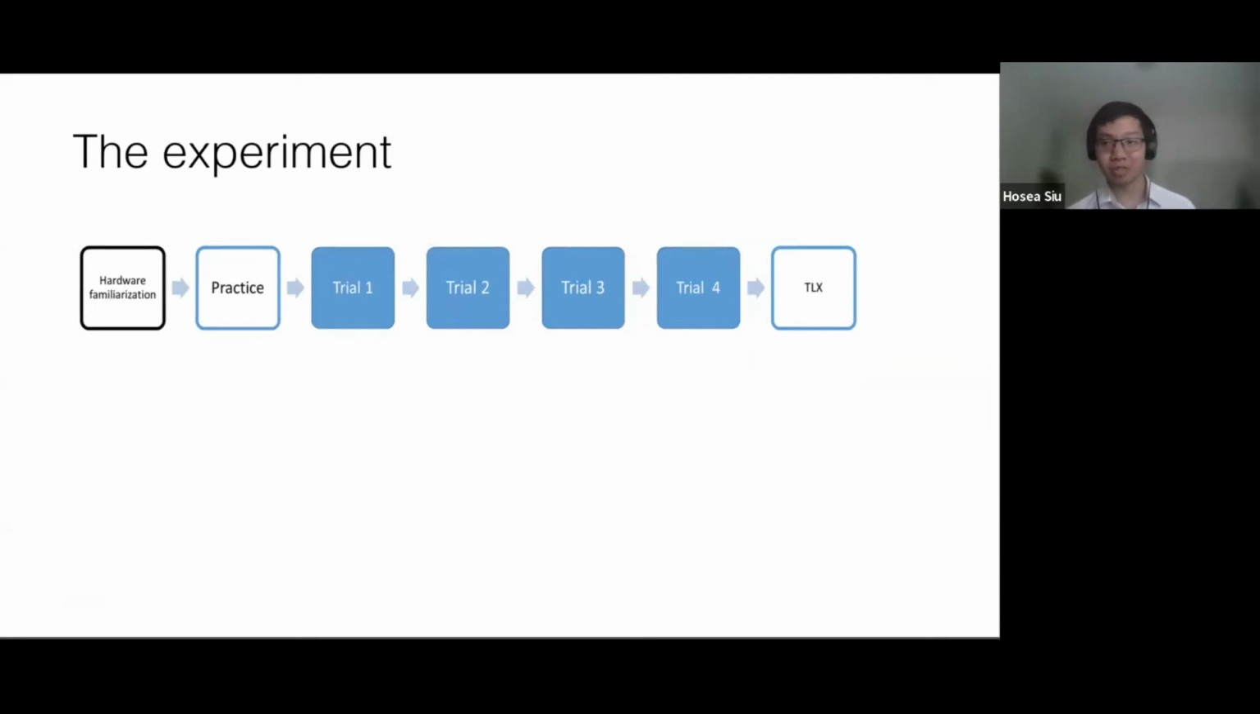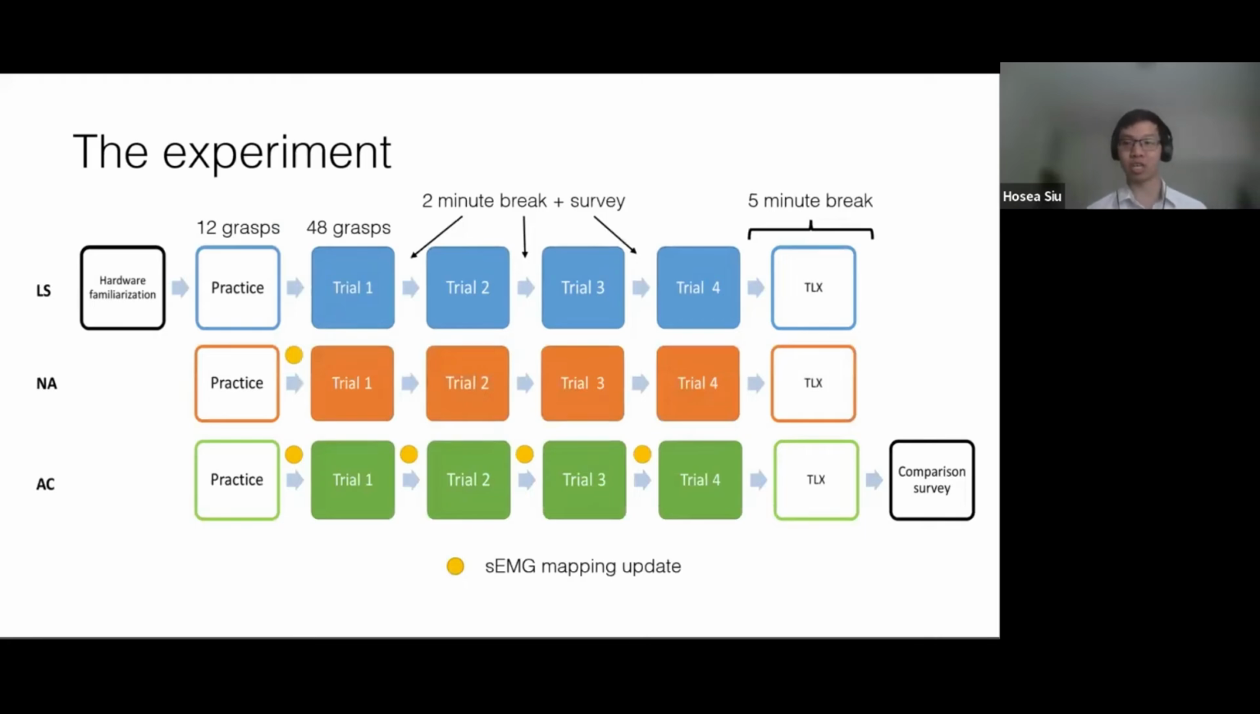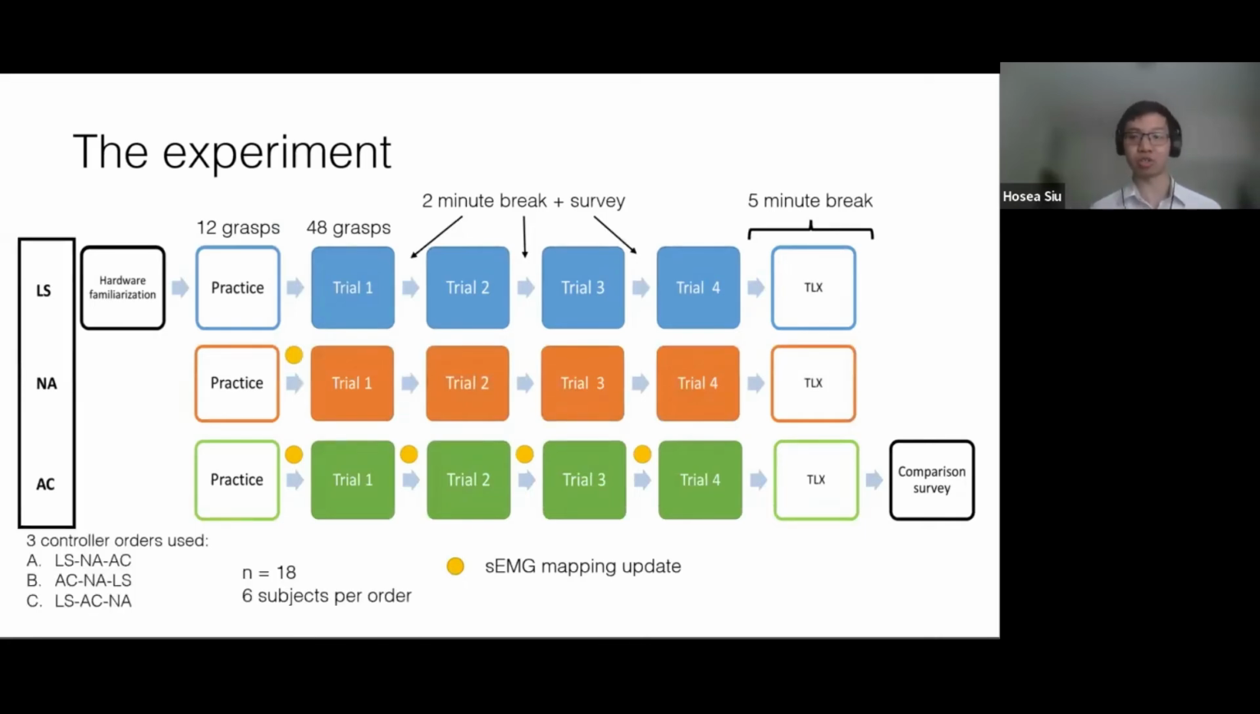So for this experiment, we start with hardware familiarization, then give the subject some practice with the exoskeleton before leading into main trials. Practice is 12 grasps. Each trial is 48 grasps, and there is a 2-minute break and a survey between each trial. There is also a 5-minute break at the end, during which subjects will fill out a NASA task load index survey. We'll repeat this procedure 2 more times for a total of 3 controllers.